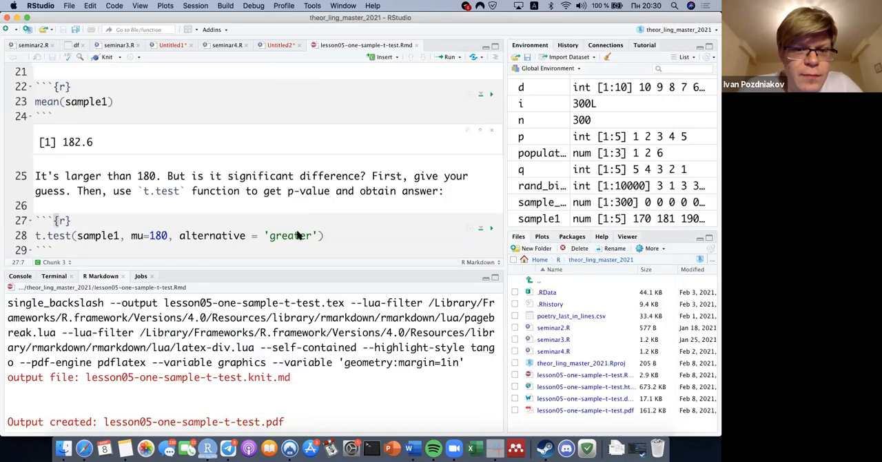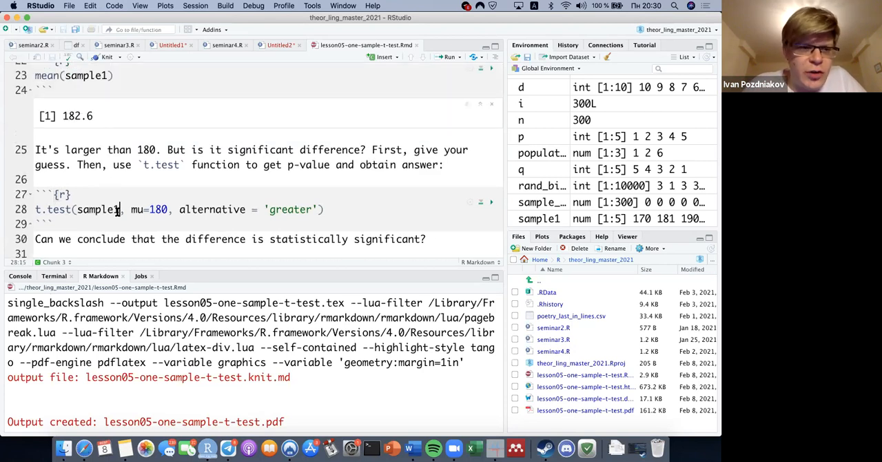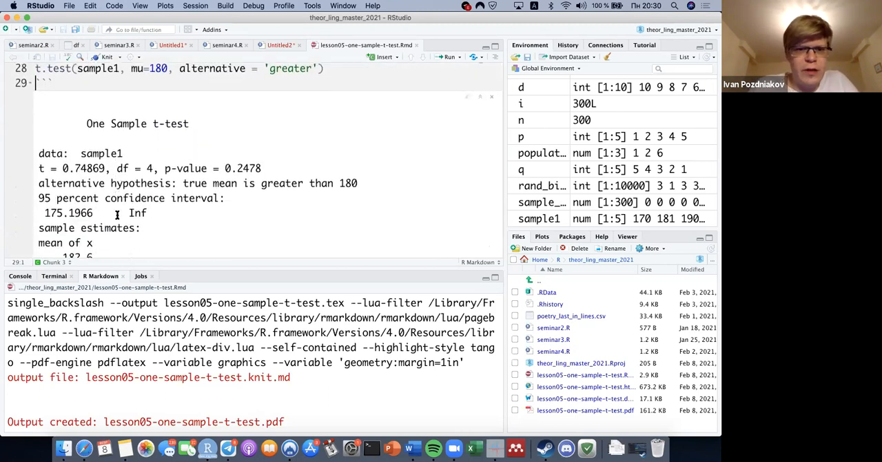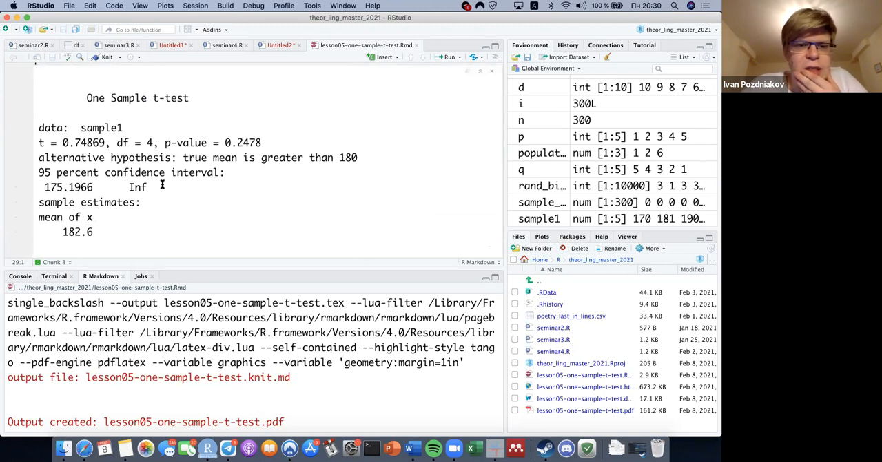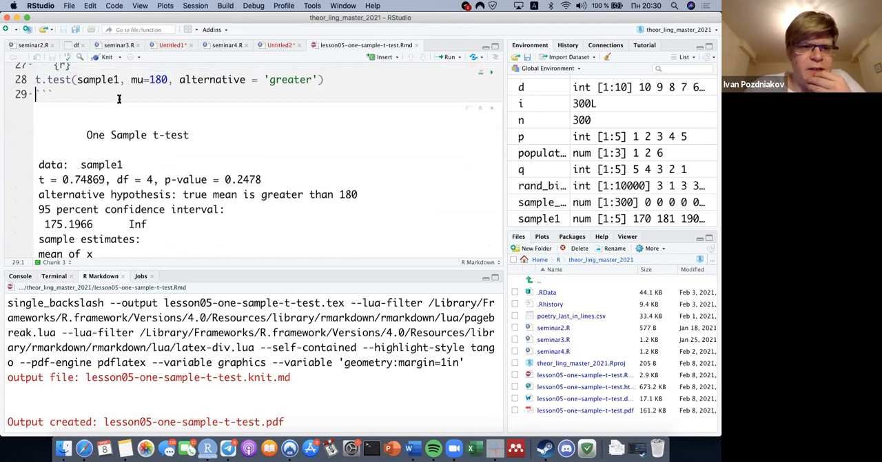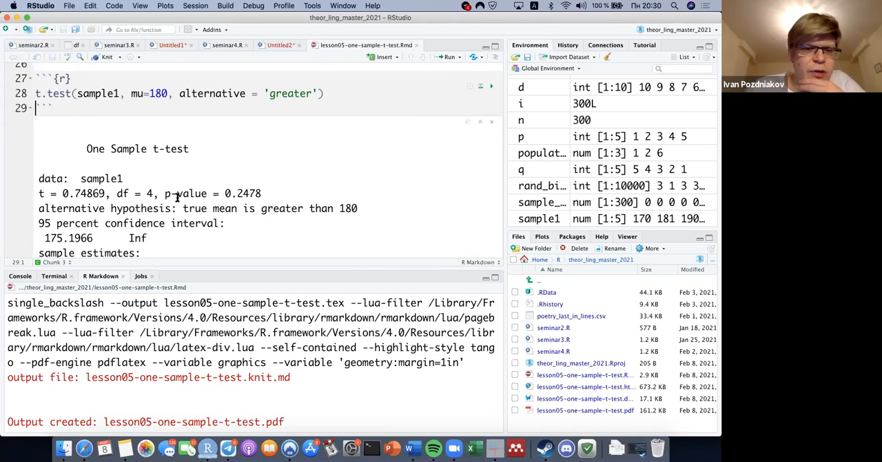Okay, so let us return to the result that we have here, because we can calculate the test by ourselves without using this function. It's not that hard. We can get this p-value and so on. What we did is we calculated the t statistic, and based on our sample size minus one, we calculated the p-value.